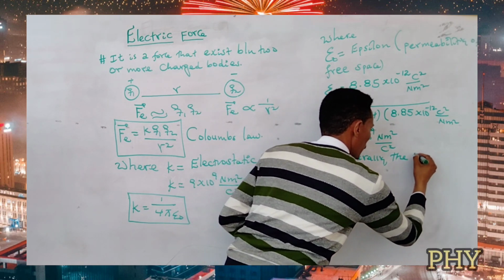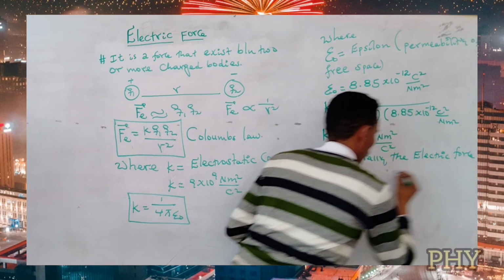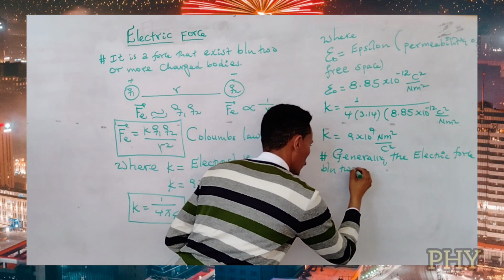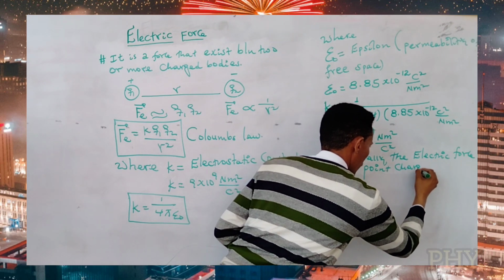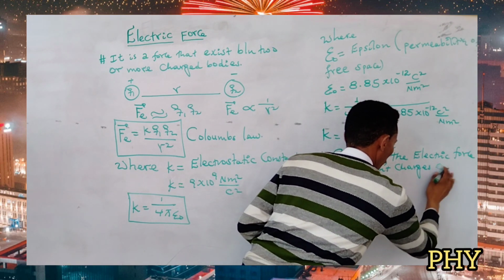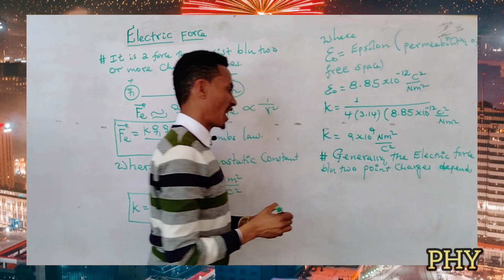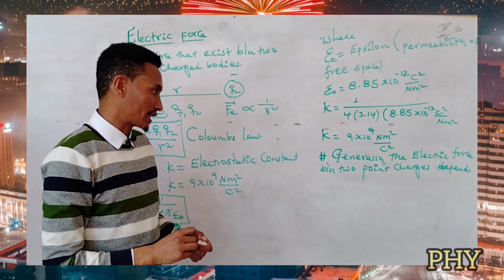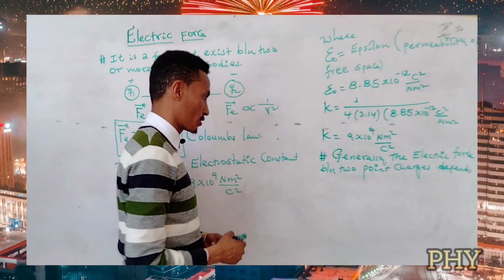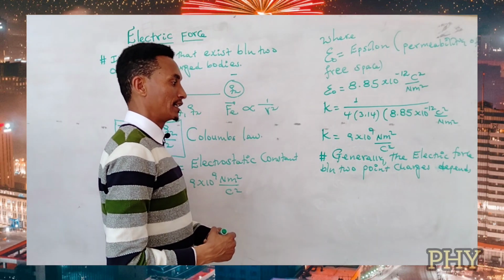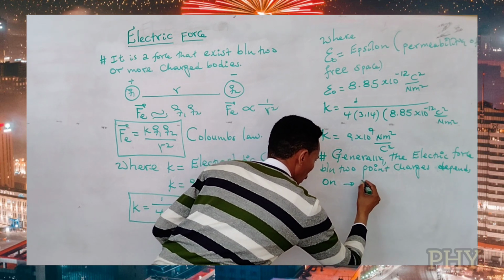So generally, the electric force between two point charges depends on the following. When you say a point-like object, it can consist of a charge, so there is a force. The force is said to be electric force. So the electric force between two point charges depends on, the first one, the product of charges.